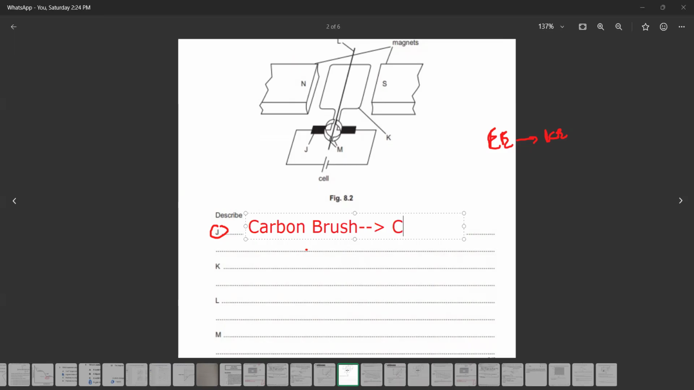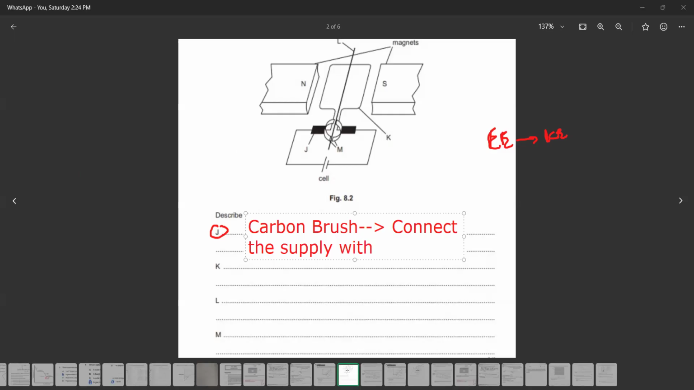You can also mention it is to connect the cell with the coil. You can also say it connects the cell, the power supply, with the coil, or it is preventing the twisting of the wire. It's a fixed contact, the same way we use a plug. If I want to provide electricity to any device, I just plug in that device. So that's the purpose of the carbon brushes.